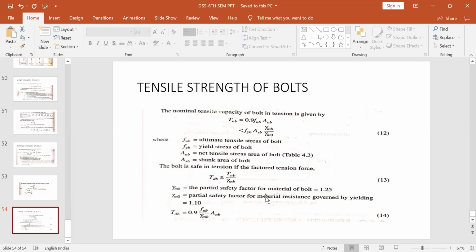We'll discuss combined shear and tension loading that is coming on the bolts. We have understood the tensile strength of the bolt. Now we'll understand the tensile strength of the plate, how it is calculated, and how we calculate the strength and efficiency of the joint.